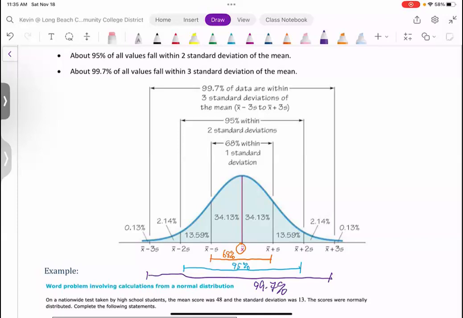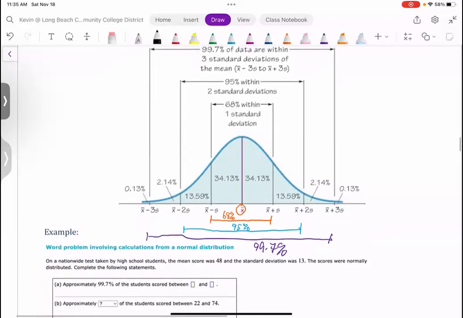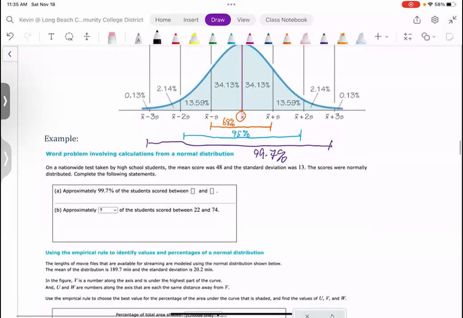Now, where are these numbers coming from? We will learn when we get to chapter 6 exactly where these numbers are coming from, and we'll be able to produce them ourselves with our calculators. So using this information, on a nationwide test taken by high school students, the mean score was 48 and the standard deviation was 13. The scores were normally distributed. Complete the following statements. Approximately 99.7% of the students scored between blank and blank.